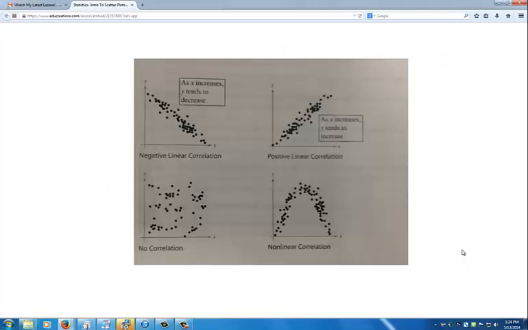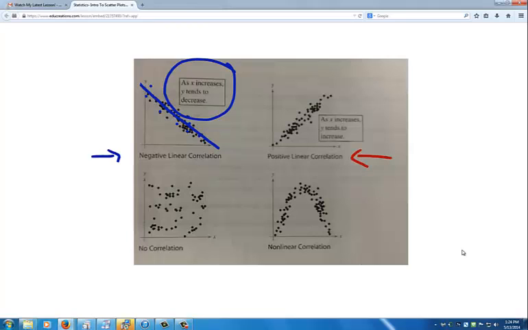Let's look at a few examples of scatter plots and analyze the correlation for each. On the top left, we have a negative linear correlation. We see that our direction is negative, the form is linear. Also, this relation appears to be very strong, with our data points scattered fairly closely about the line of best fit. A negative linear correlation tells us that as x increases, y tends to decrease.